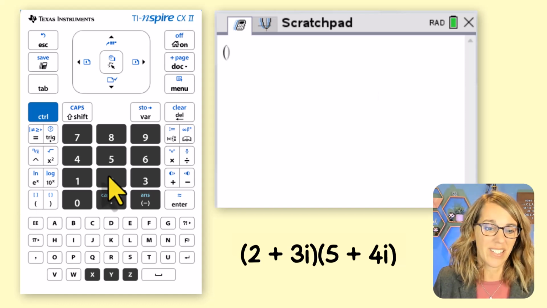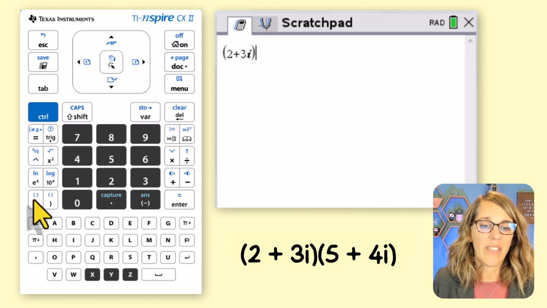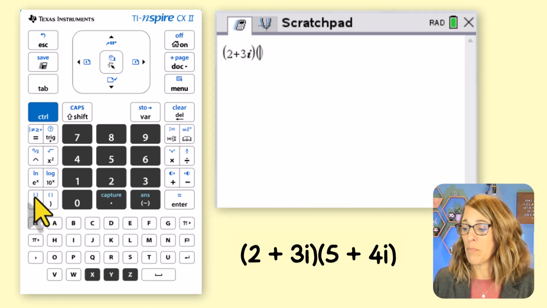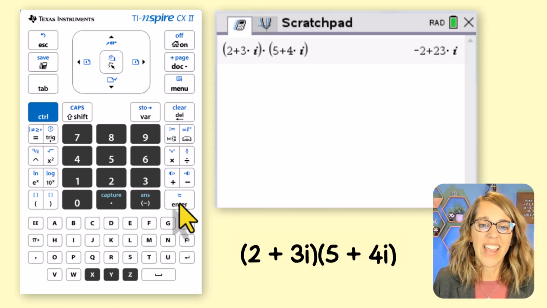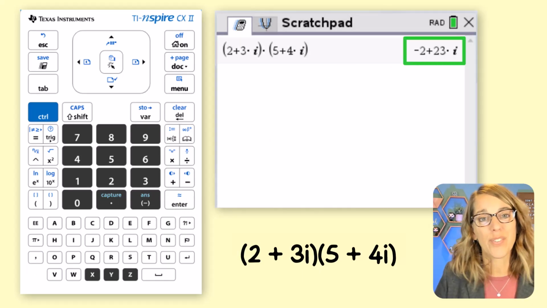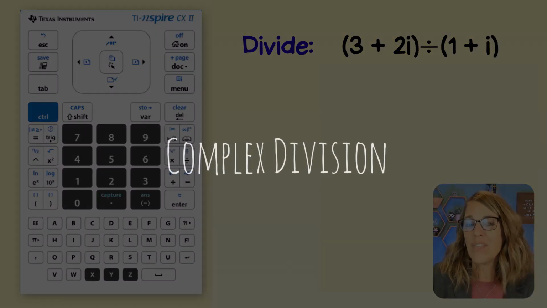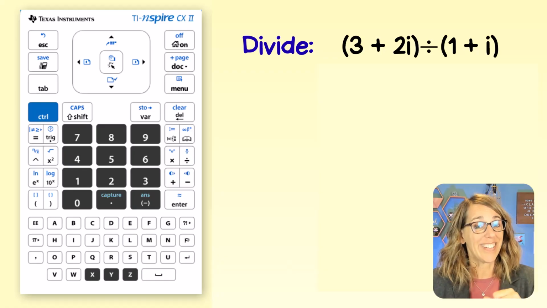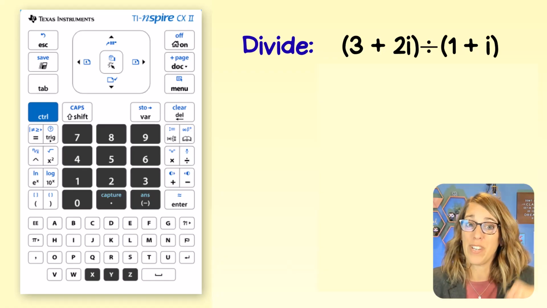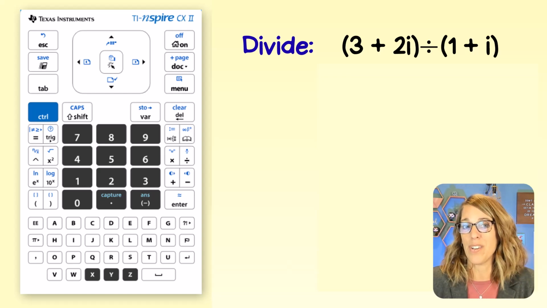So parentheses, close parentheses, and then just open parentheses again. You don't need to put the multiplication symbol in. And then enter, and there's that -2 plus 23i. Now the next example is division, and division is one of the trickiest ones to do, but if I were your teacher and I were testing you on this, I would absolutely make sure that you could show me your steps. So here's what you're going to do, but we're going to let the calculator help out as well.